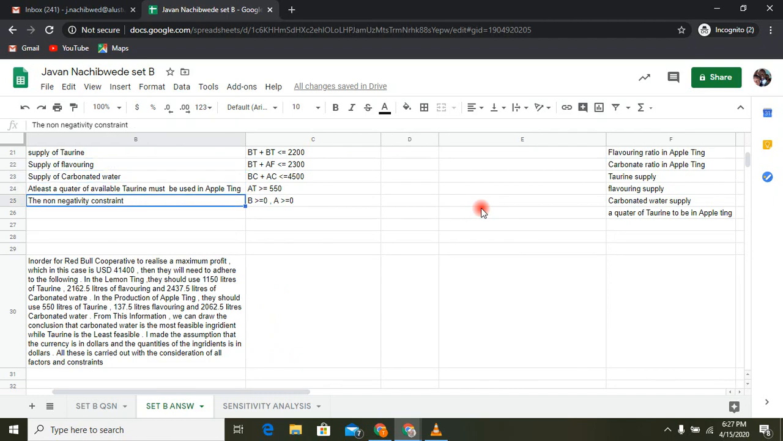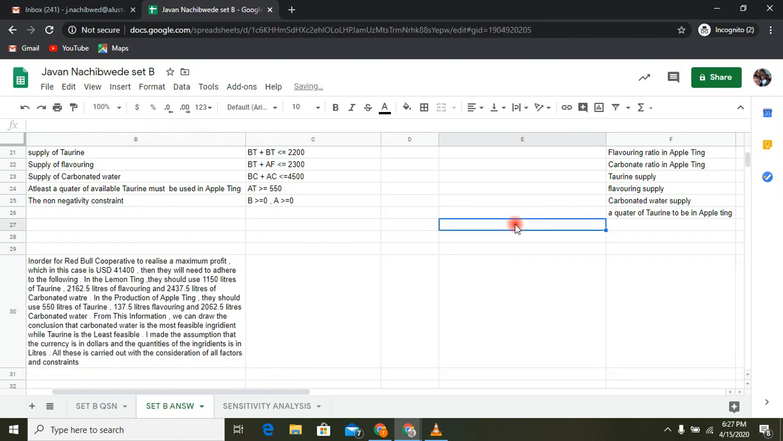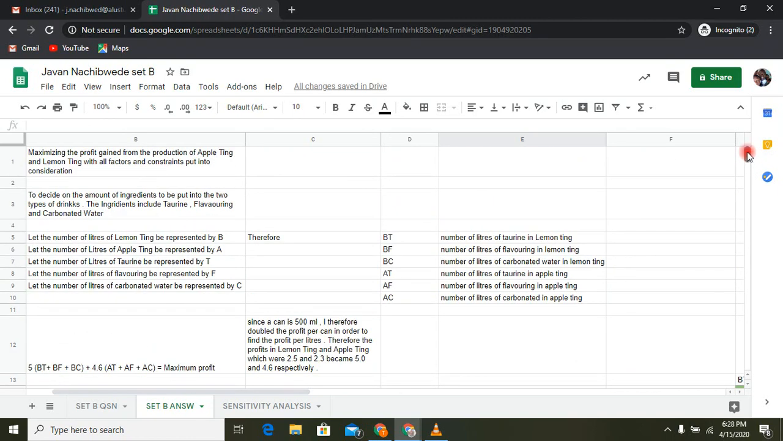Yes, here it is in liters. The quantities of ingredients is in liters. There's a bit of error there, but it's okay. It's in liters. Sorry for that. So that's how my model was, and that's how everything was put together. Thank you so much.